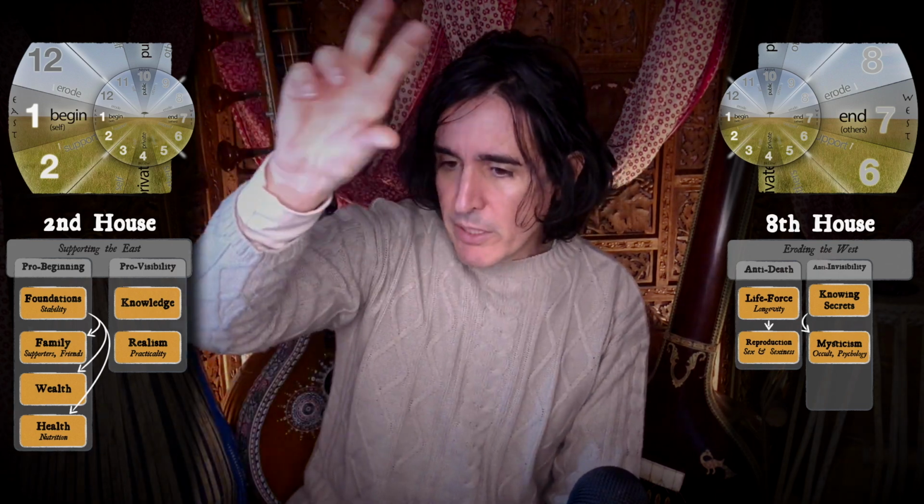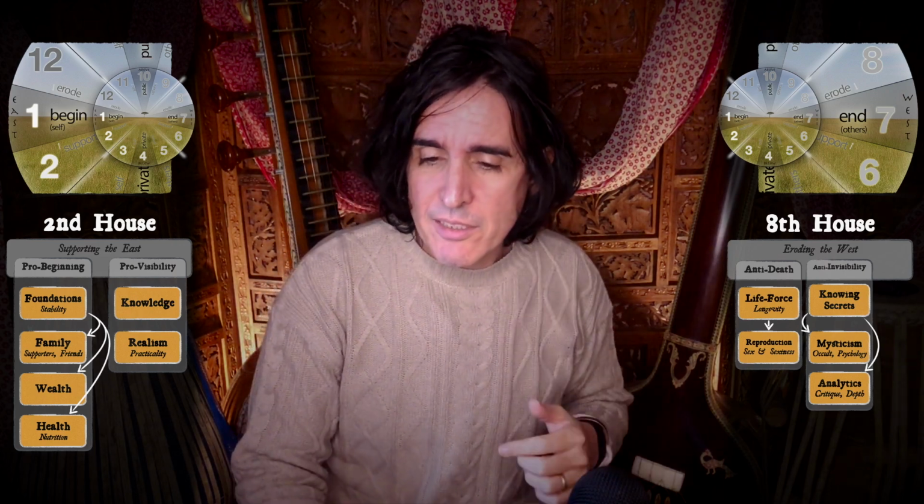Another permutation of knowing secrets besides mysticism is being very analytical, being able to see something someone else would like to keep hidden. So the 8th house also has this very important flavor of being very critical, very good at seeing through a lie, very good at seeing through a charade or a deception. So it's very good at piercing into things deeply, critiquing things, analyzing things.